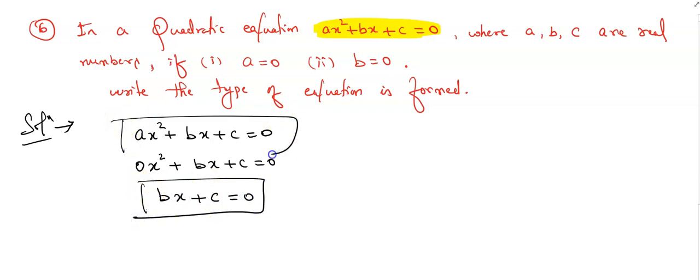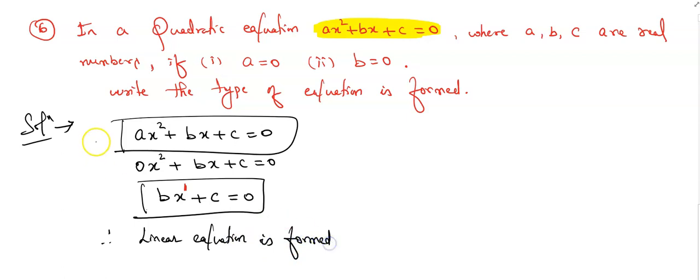As we can see, this was the quadratic equation. Now what is the equation I have got? bx plus c is equals to 0. We can see the power of x is 1. What is the highest degree of x? That is 1. If the highest degree is 1, therefore which type of equation is formed? Therefore linear equation is formed. This is option 1. That's it.